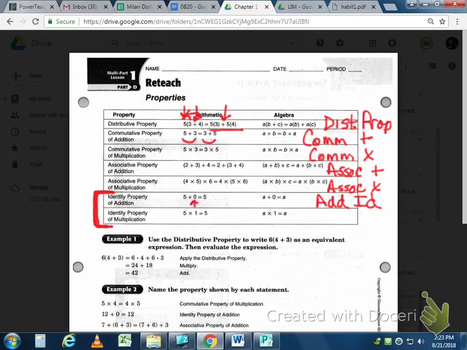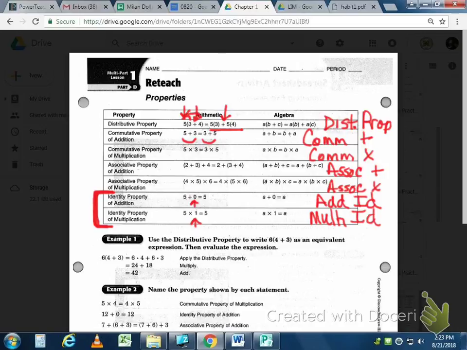And the last one is another identity, but it's using multiplication. So if you multiply by 1, that doesn't change the value. So the multi-ID, multiplicative identity, you multiply by 1, it doesn't change its value. 1 is the multiplicative identity.